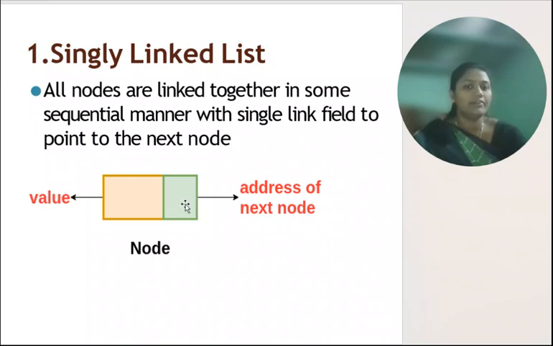In array, memory will be allocated if contiguous memory is available. But in linked list, it is not essential for the memory to be in a contiguous location. So we can point to the next address by here. Here we are storing the address of the next node. That is, all nodes are linked together in some sequential manner with a single link field to point to the next node. In single linked list, we just store the address of the next node.